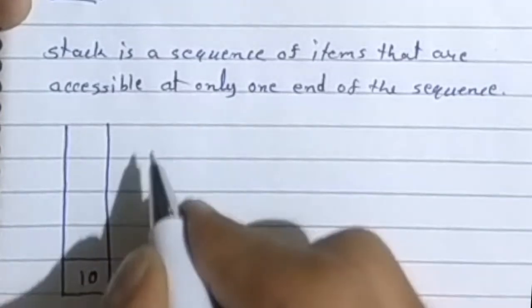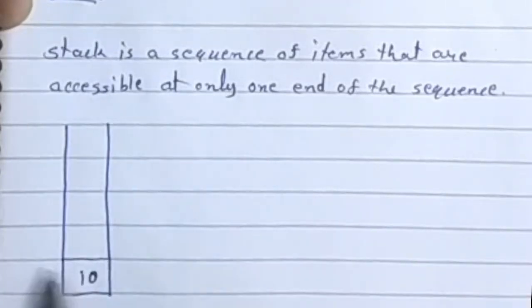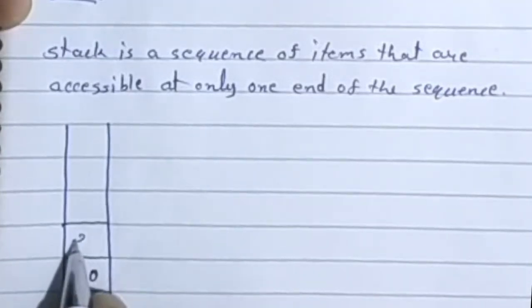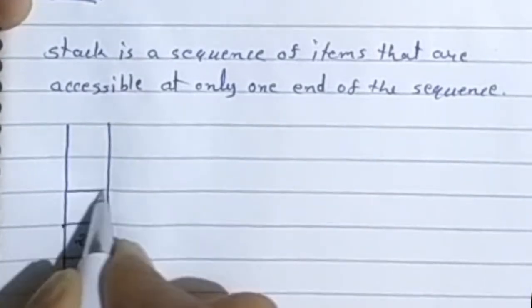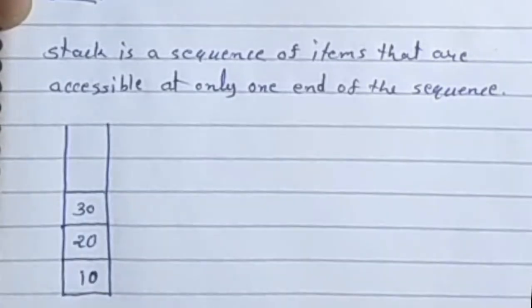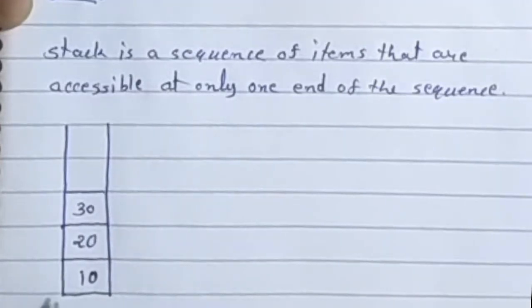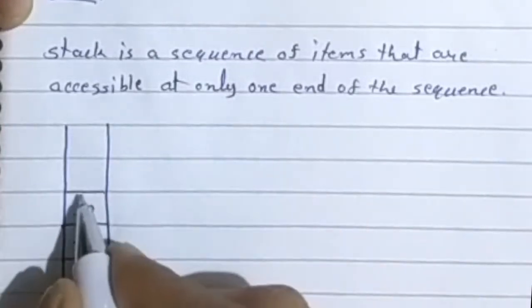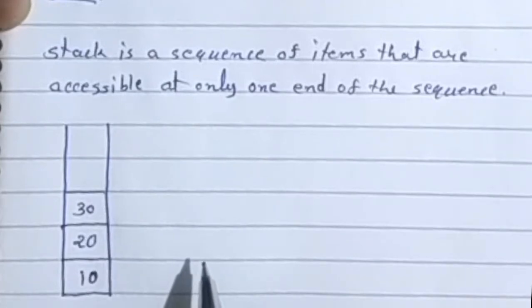Now if you again add another element, that element will be added from this end and it will be added over here. For example, we are going to add 20. This way you can add elements from the one end. So elements also will be removed from the same end. So for adding or removing, this end will not be used. Only this end will be used. So this type of structure is known as a stack.